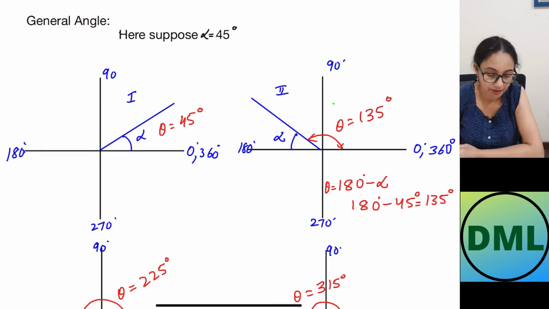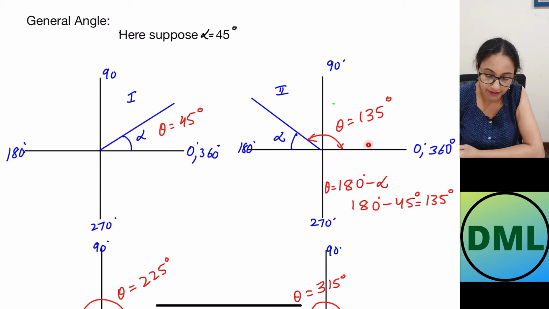General angles. Now we are first looking for the angle when the basic angle alpha is given to us. Then we will see how to write down the angle theta in all the four quadrants. Now let's suppose that our basic angle alpha is 45 degree. That means my 45 degree angle alpha lies in the first quadrant, and this alpha is basically called the theta, which is 45 degree in the first quadrant.